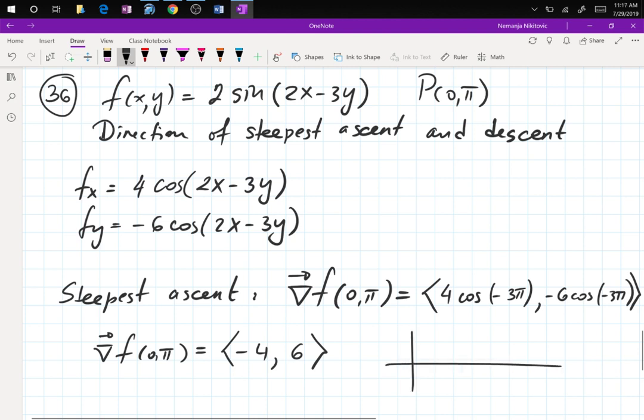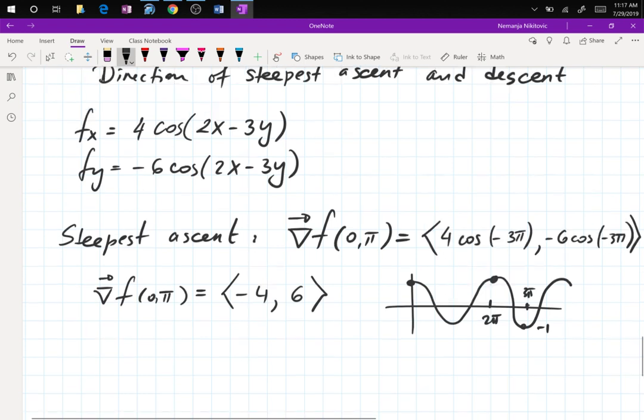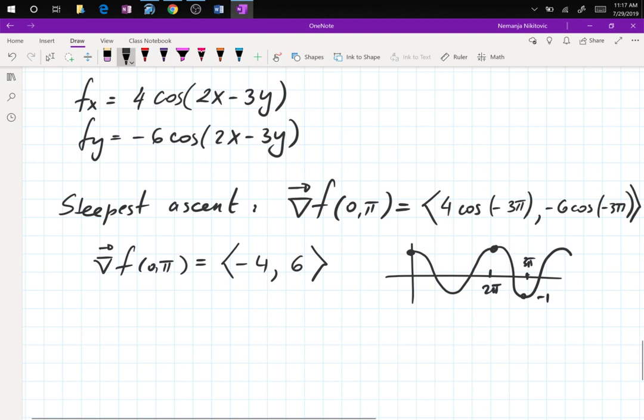Again, when you draw the cosine, it starts at 1, dips down, dips up, that's where the 2 pi is, and then does the same thing one more time. This is where 3 pi is. So you see it's a negative 1 value for cosine. So cosine is -1 times 4, -4, and -6 times -1 is +6. So this is our direction of steepest ascent. If you're going in the direction of (-4, 6), it will be the steepest way up from the point (0, pi) where you're standing.